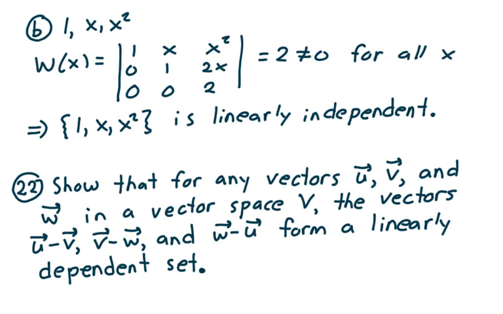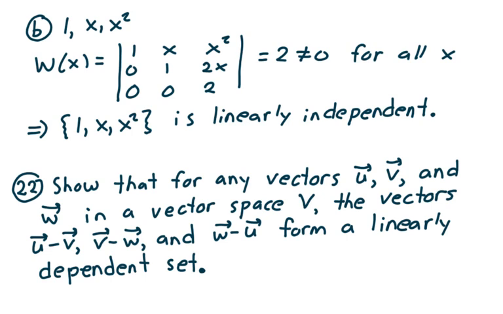Taking the derivative again to get the third row, we get 0, 0, 2. When we take that determinant, we get 2, and that doesn't equal 0 for all x. And so therefore, the set containing vectors 1, x, and x squared is linearly independent. Let's take a look at 22.